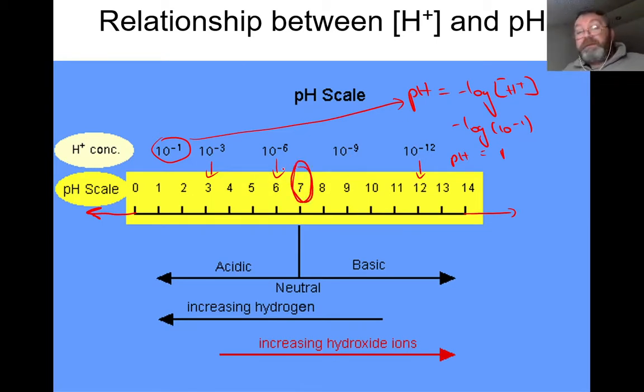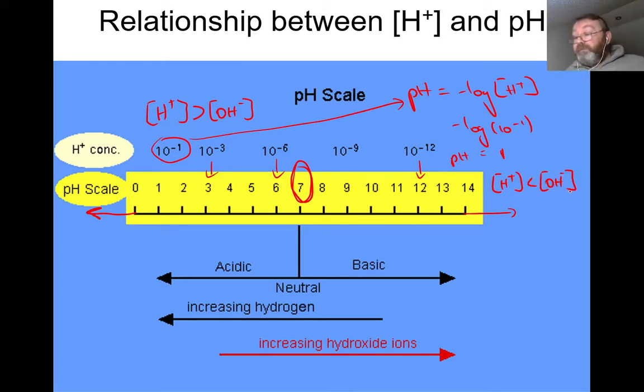Neutral, as we know already, is 7. 7, which is in the middle of the pH scale, represents substances that have the same concentration of H plus and OH minus. If we go below 7, the H plus concentration is higher than the OH minus concentration. And if we go above 7, we've got a concentration of H plus which is less than OH minus. So just keep in mind that on the acid side, the hydrogen ion concentration is greater than the OH minus ion concentration, but on the base side, the hydrogen ion concentration is less than the OH minus ion concentration.